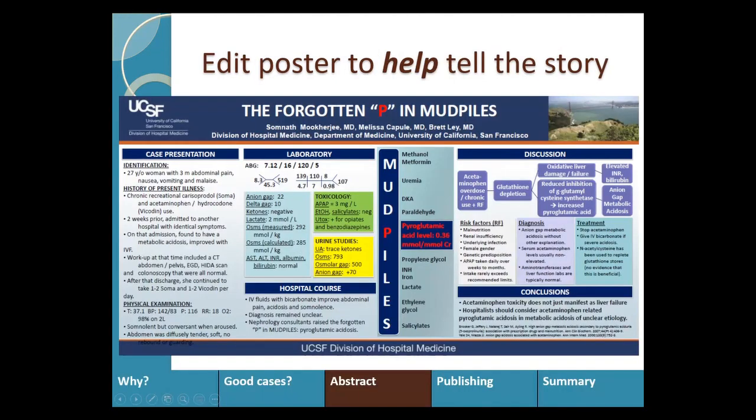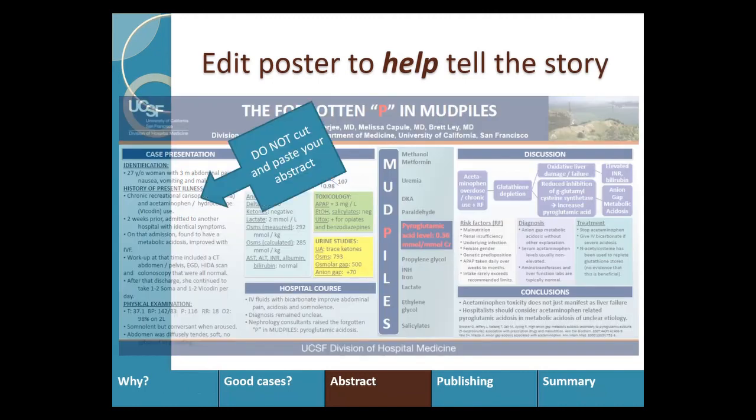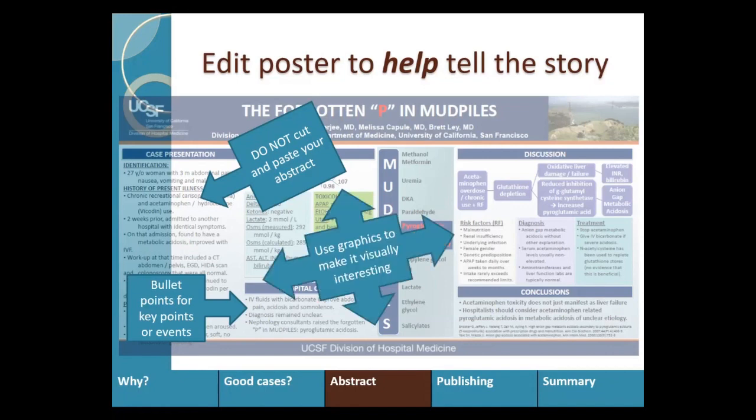So the key points in putting a poster together are: do not cut and paste your abstract. Make bullet points to illustrate the key parts of your abstract and minimize the amount of text. Certainly there should be no full paragraphs, just bullet points describing, for example, here, the history of presenting illness. Again, illustrating that the key events and key points should also be presented in bullet points.